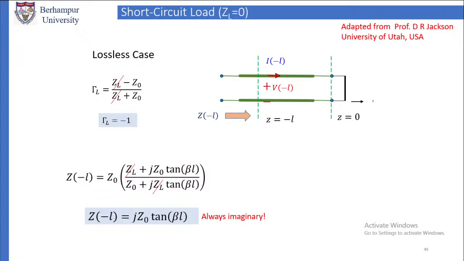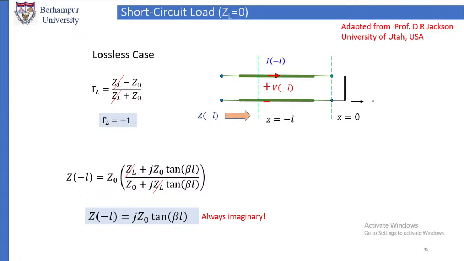Now if you put ZL equal to 0, then the numerator becomes j Z0 tan beta L, and the denominator becomes Z0. Z0 in the numerator and denominator will cancel out with each other, so the ratio will be j tan beta L. Already Z0 is outside the bracket. Therefore Z, which means at a distance minus L from the load, is equal to j Z0 tan beta L.